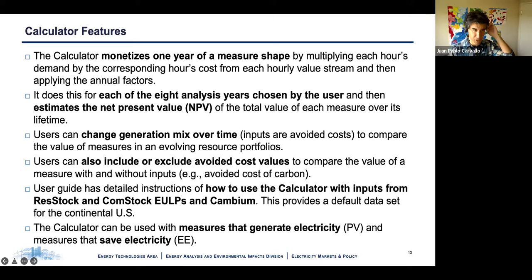And finally, as I've already mentioned, the calculator can be used with measures that generate electricity, like photovoltaic, or it can also be used with measures that save electricity, like energy efficiency.